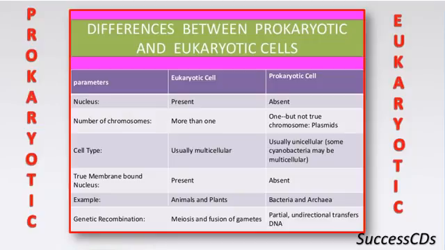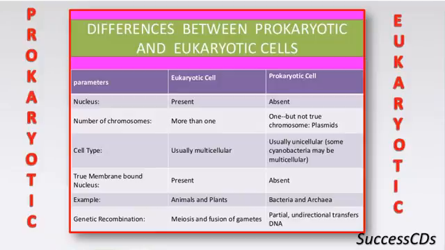The differences between these two are based on certain parameters. The first parameter is nucleus. Nucleus is present inside a eukaryotic cell, but it is absent inside the prokaryotic cell. Next parameter is number of chromosomes. Eukaryotic cells have more than one chromosome, but prokaryotic cell has only one. That is not a true chromosome. So we call them as plastids.